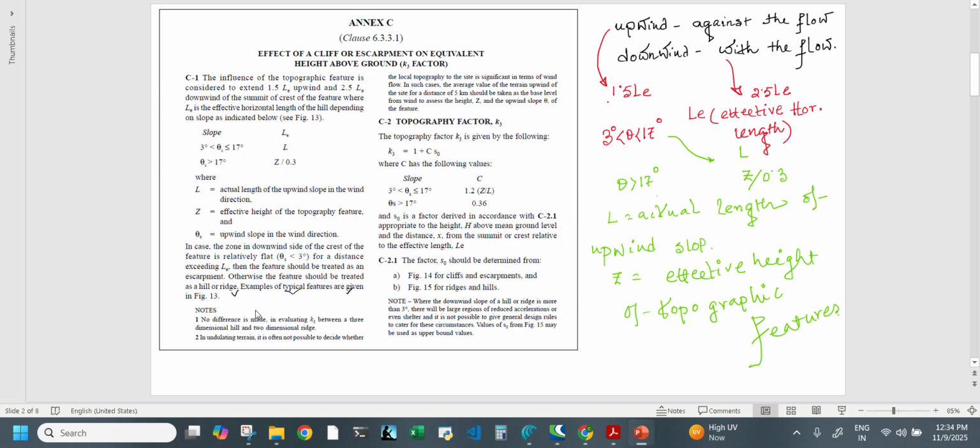Examples of typical features are given in figure 13. No difference is made in evaluating the LE. Where the local topography at the site is significant in terms of the wind, in such cases the average value of terrain upwind of the site at a distance of 5 kilometers should be taken as the base level for wind excess, the height Z, and the upwind slope theta for the features.